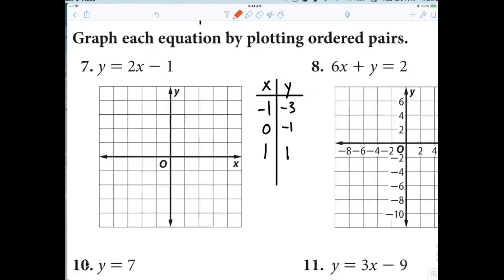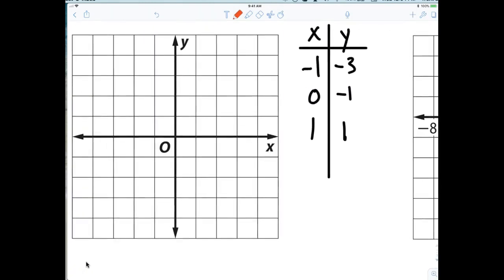So we're going to plot negative 1, negative 3. Just to review, remember, you go left and right first, then you go up and down. So you go left 1, down 3. Does everybody see that point there? Then you do 0, negative 1. 0, negative 1 is right here. And then 1, 1. 1, 1 is here. Is everybody with me?